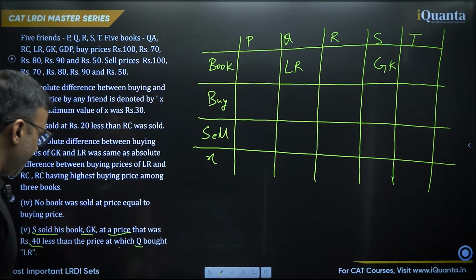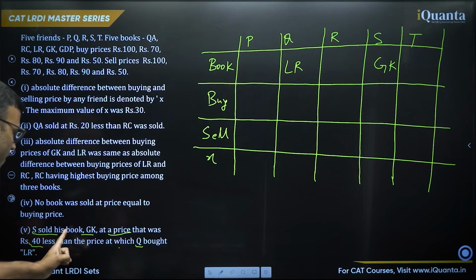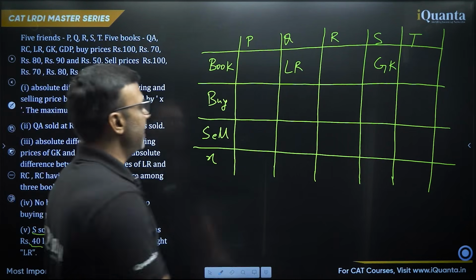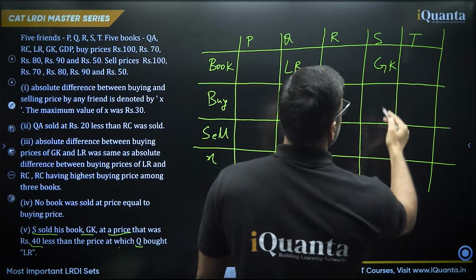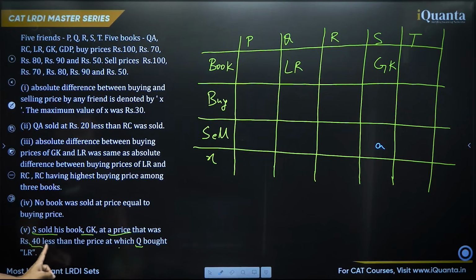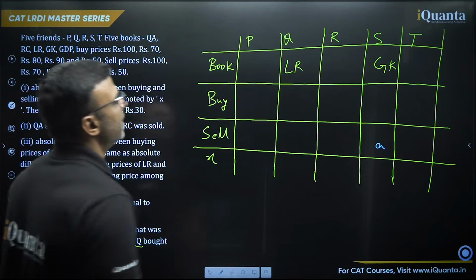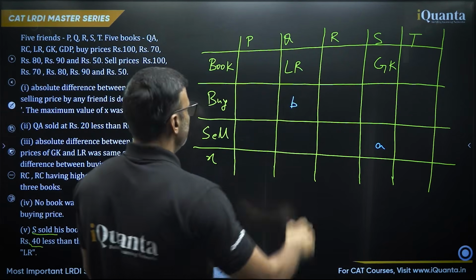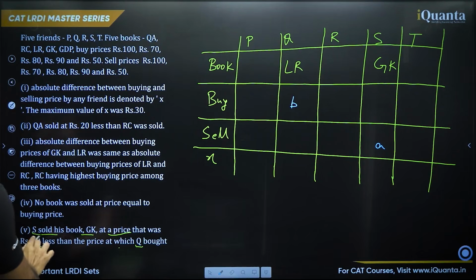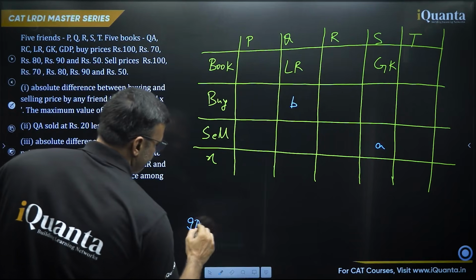Now read it again very carefully. I'll just change the color to show it to you. Sold, so the selling price of GK, if I say this is A, and it says Q bought LR, the buying price of LR, suppose this is B. The difference between these two is 40. Now, whatever the prices are, a difference of 40 is only possible in one case, that is 90 minus 50.